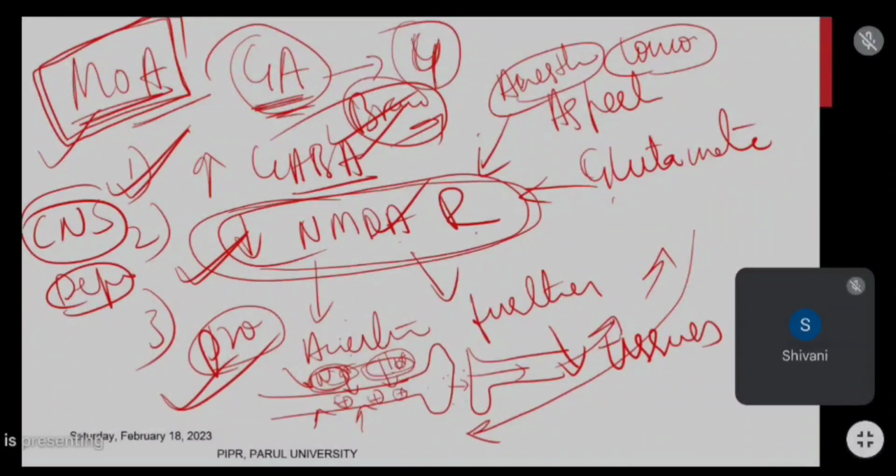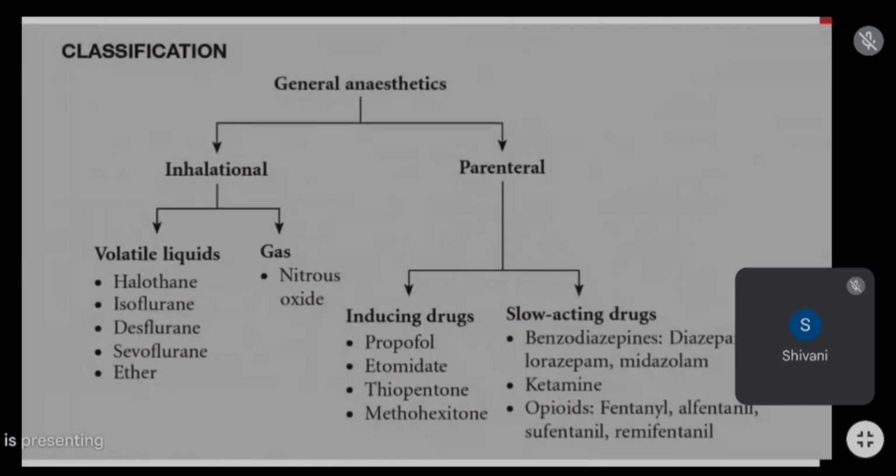Did everyone understand the mechanism of action of general anesthesia? In previous classes we already discussed NMDA receptor, GABA activity, and sodium potassium channels. While explaining epilepsy and seizures, I explained all those points very clearly. That's why I'm not explaining in detail. I think you understood the mechanism. Now we'll go with the classification of general anesthesia.